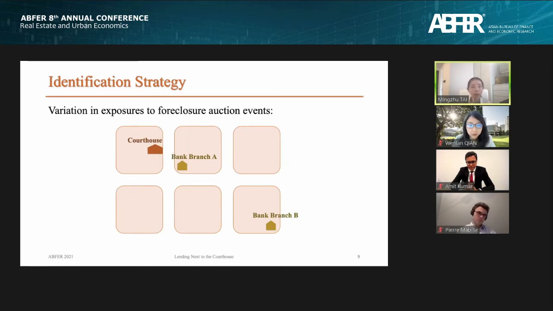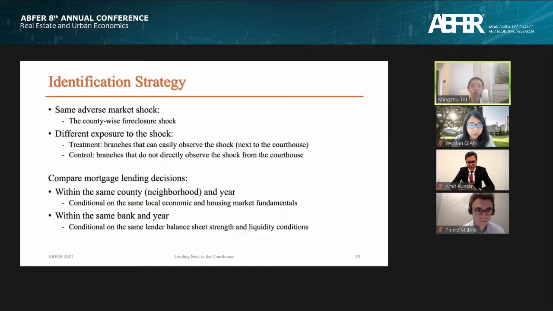We're just comparing the different exposure to the news about the adverse market shock, such that our treatment group are branches that can easily observe the shock, so branches located next to the courthouse, while the control groups are branches that are not that directly exposed to the foreclosure auction activities. However, we are comparing the treatment and control branches within the same county and year, or even within the same neighborhood and year, which means that we can fully pin down any observable or even unobservable local economic and housing market fundamentals.